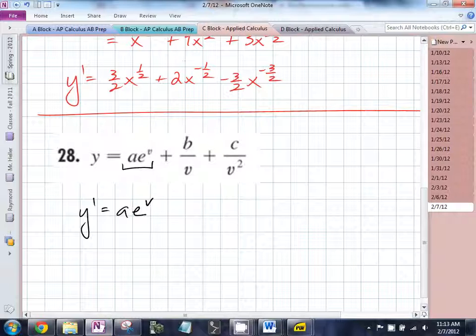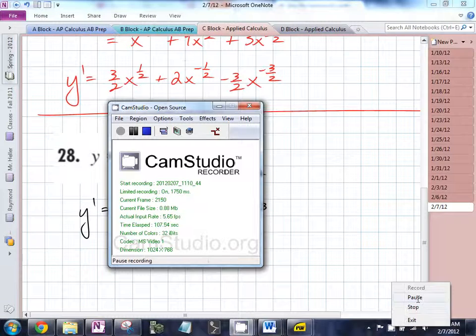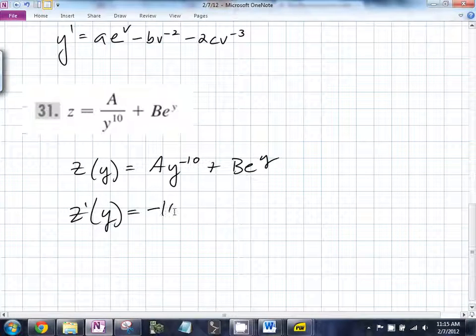They were kind of ambiguous here, and they didn't say specifically that it's v, and they added in b and c and a. But the only one that makes reasonable sense is for the variable to be v. So that's going to be plus bv to the negative 1, right? What's the derivative of bv to the negative 1? Negative b, v to the negative 2. And then this is cv to the negative 2, so that's going to be minus 2cv to the negative 3. Done. That's it. It is equal to negative 10a y to the negative 11 plus what? Done.